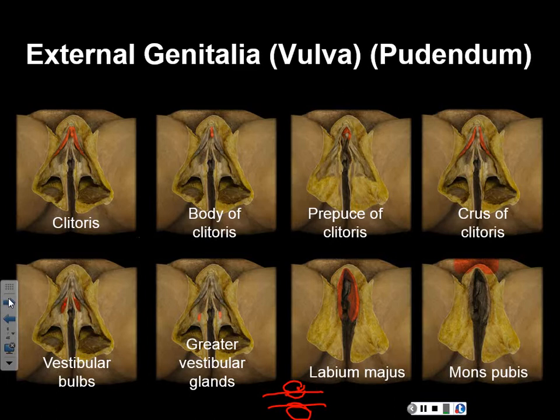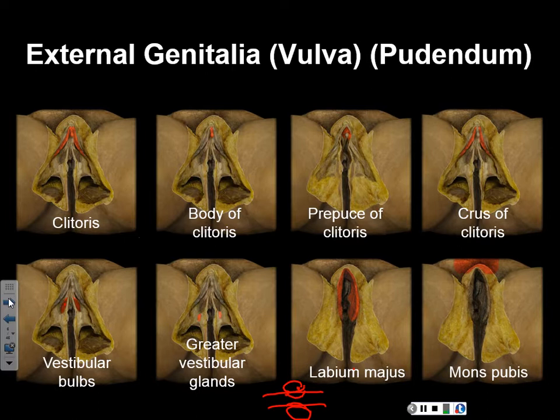And then the labia majora protects the vestibule, which is the part where the vagina opens, the vaginal orifice, and the urethra opens. That part there is called the vestibule. And then there's a mound of fat on the top, just above the clitoris, called the mons pubis. Mons is a mountain, and it's right on top. All right.